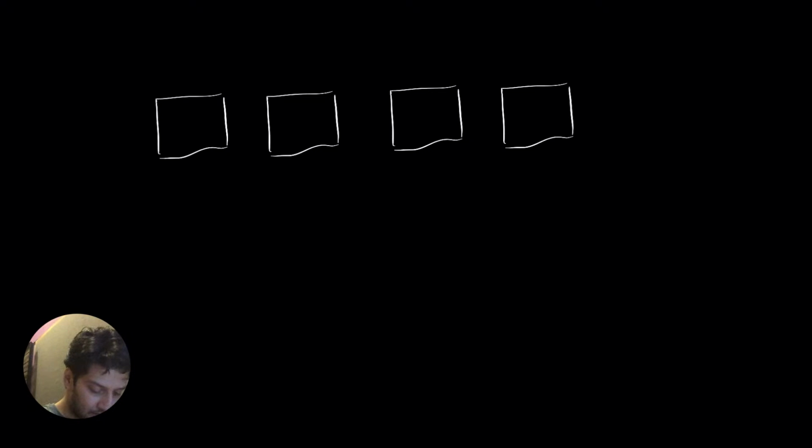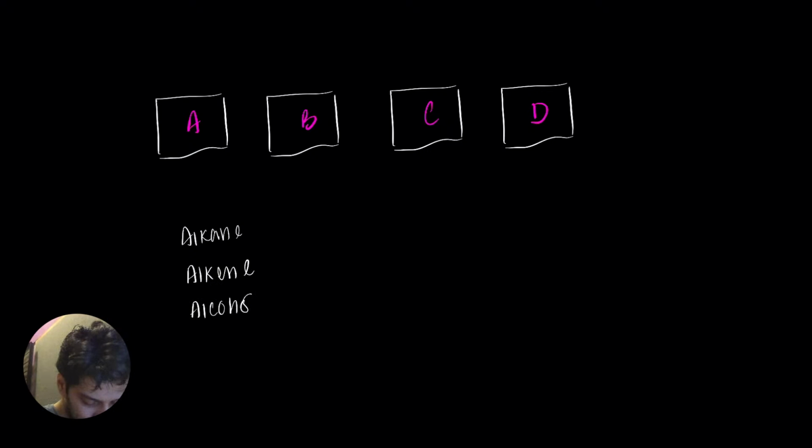I have A, I have B, I have C, I have D. So all of them are filled with one of the following. It's either an alkane, an alkene, an alcohol, or a carboxylic acid. How can I find my alkene?